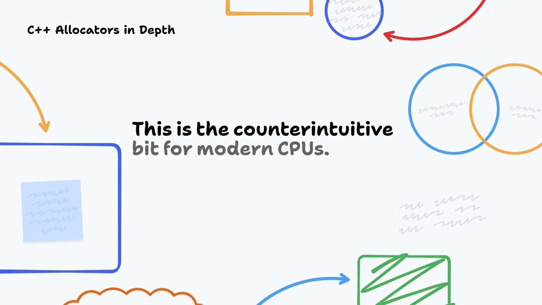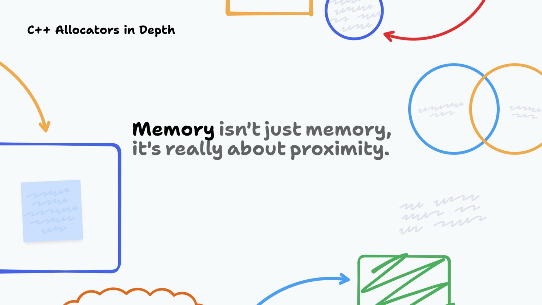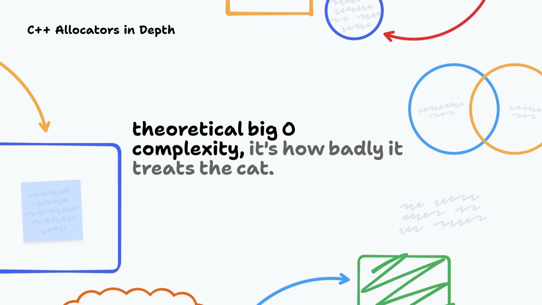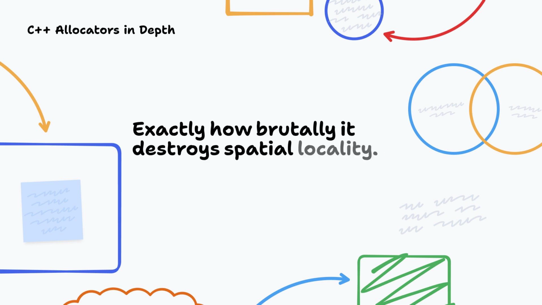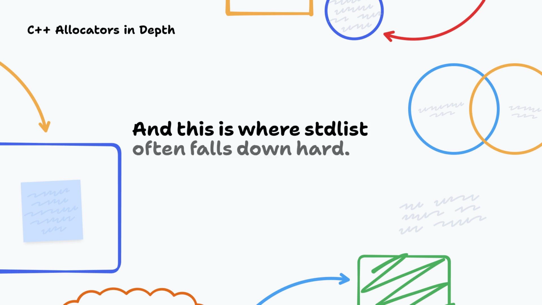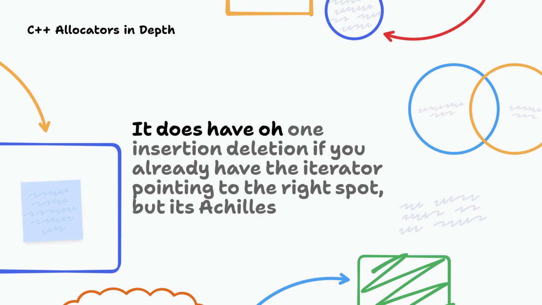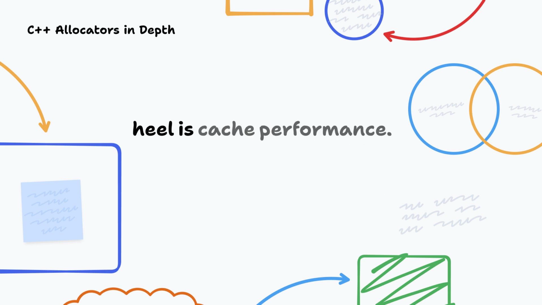This is the counterintuitive bit. For modern CPUs, memory isn't just memory. It's really about proximity. And often, the single biggest performance killer in C++ isn't your algorithm's theoretical big O complexity. It's how badly it treats the cache. Exactly. How brutally it destroys spatial locality. And this is where std::list often falls down hard. Wait, std::list? I always thought that was okay for constant time insertions and deletions if you have an iterator. It does have O(1) insertion and deletion if you already have the iterator pointing to the right spot, but its Achilles heel is cache performance.